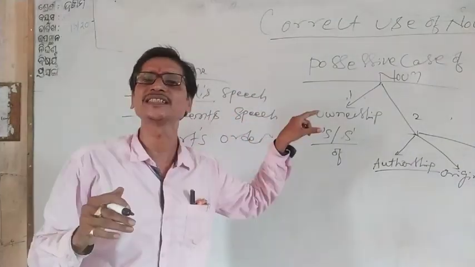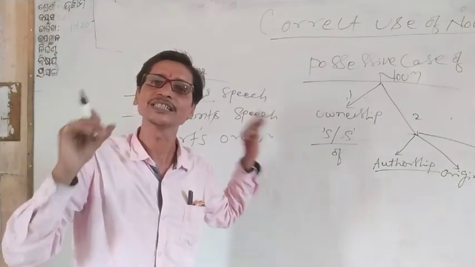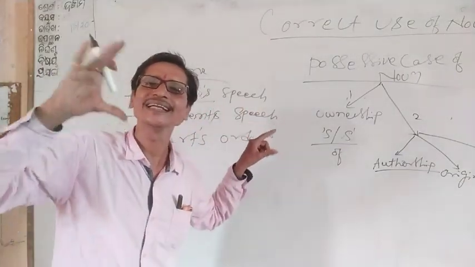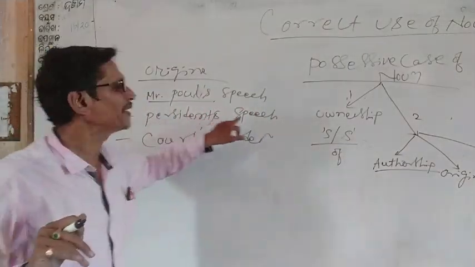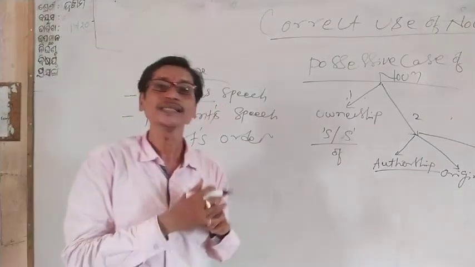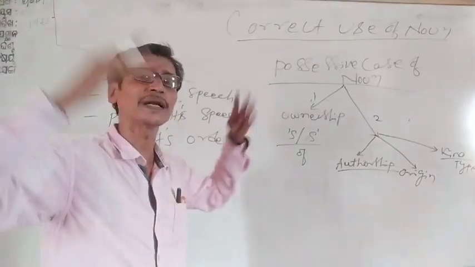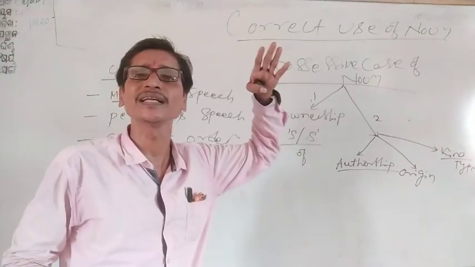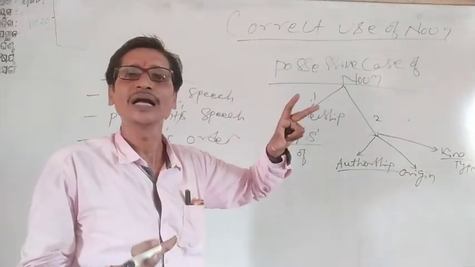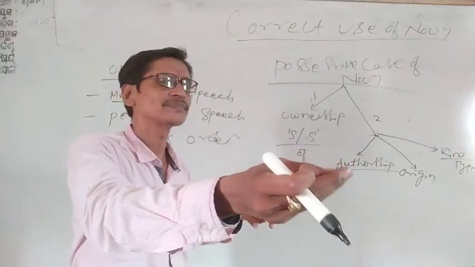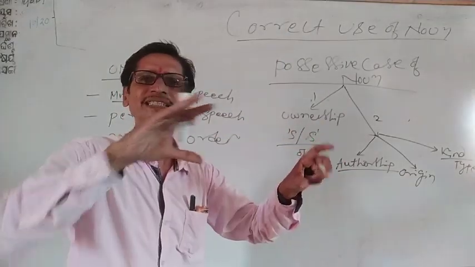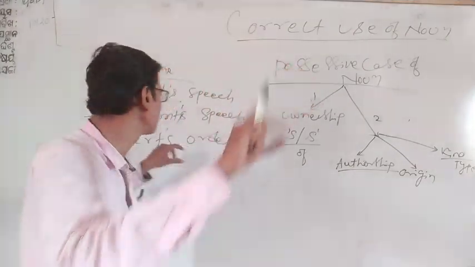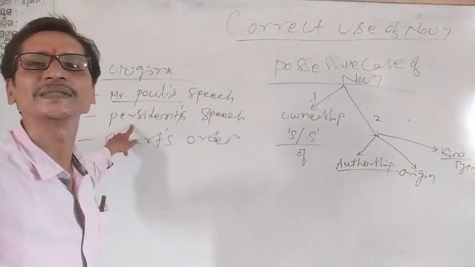So Mr. Paul's speech is the origin of Mr. Paul's speech. The speech originates from Mr. Paul's book, where his speeches are available. Similarly, President's speech. What happens? The President has been giving a lot of speeches at different times, different places, different occasions. His speeches over several years have been written in a book, and we have just taken one of the speeches from that book. So the source or the origin of that particular speech is the President's speech.